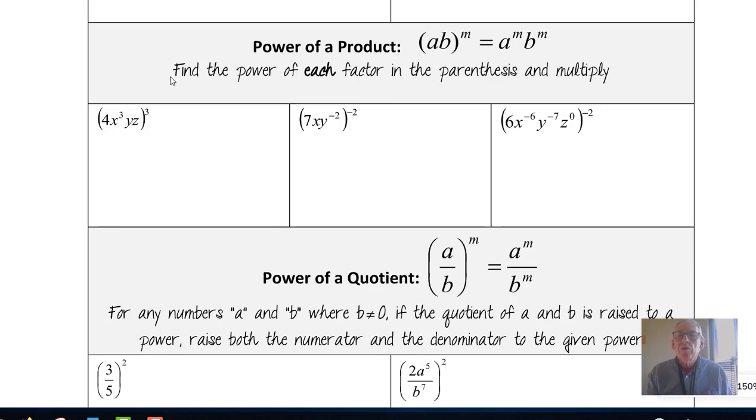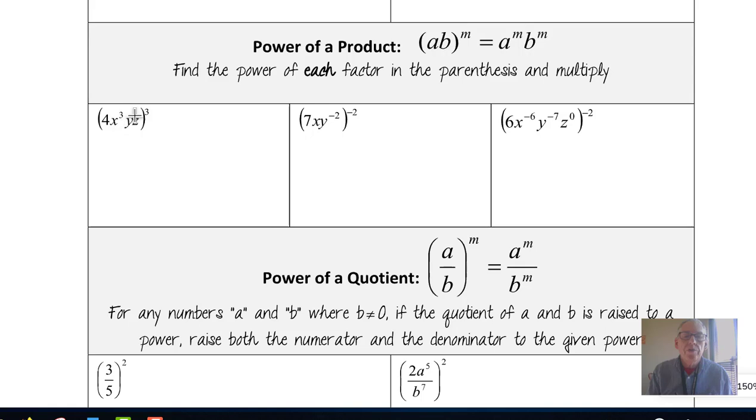Power of a product. There's a distributive property that goes on here. This m goes with the a, and the m also goes with the b. So this is a to the m times b to the m, and we can write it as a to the m, b to the m like that. You find the power of each factor in the parentheses and multiply it together.